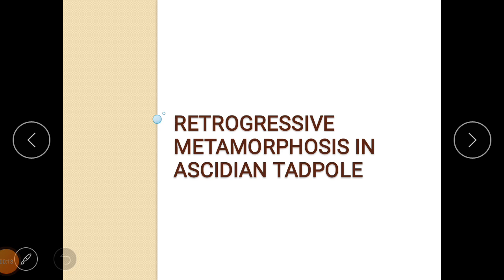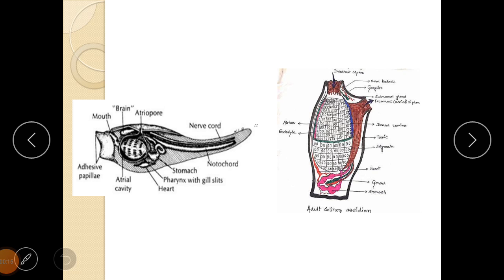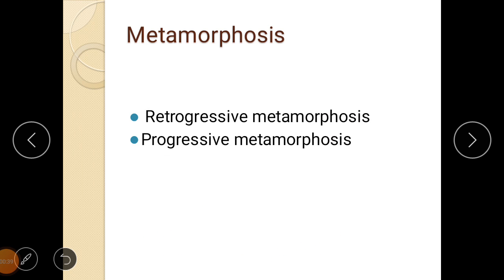Okay. So, you know what an Ascidian tadpole is? So, this is the Ascidian tadpole, and when this Ascidian tadpole undergoes certain changes as it becomes an adult, we call it a metamorphosis, where the animal undergoes certain morphological changes. And in this video, we are going to study how this larva develops from this to this stage. Okay.